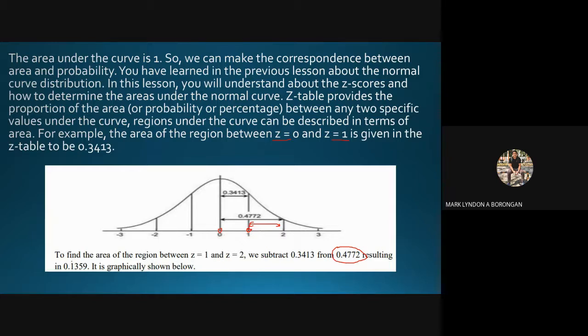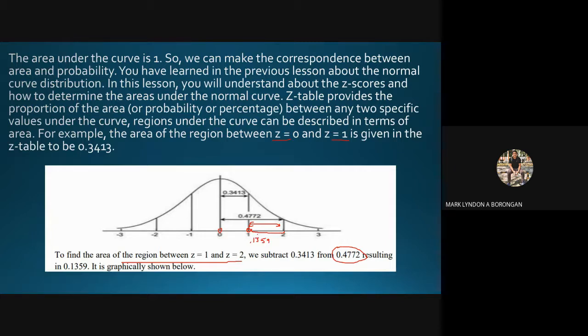So to find the area of the region between z equals 1 and z equals 2, we will just subtract 0.3413 from 0.4772, resulting in 0.1359. So the distance from 1 to 2 is 0.1359.